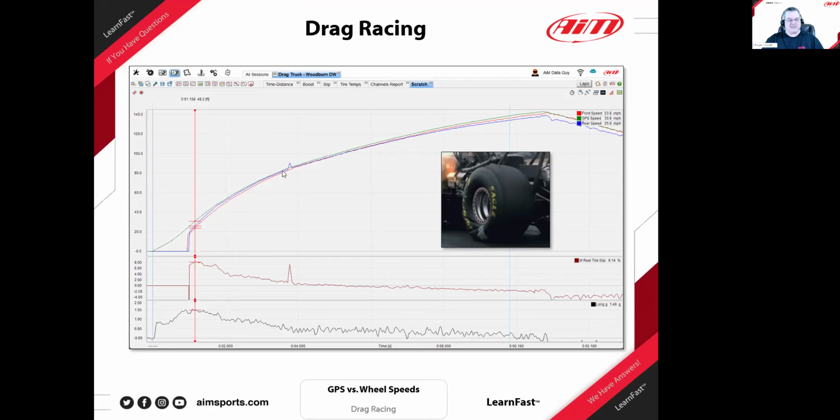Right here is the shift, and we can see it's again a 2-speed Powerglide. You can see the tire slip here, 8% between the front and the rear of the rear tires slip, and then that comes down as it's going through first gear, and then there's the second gear shift. So you've got some slip right when it does it.